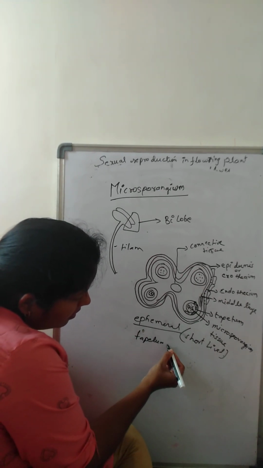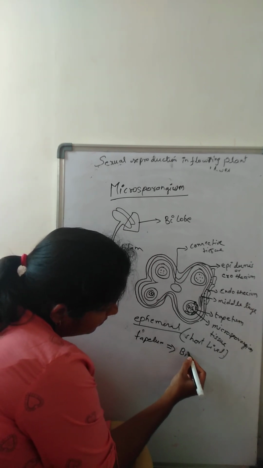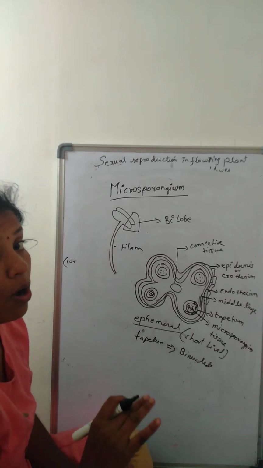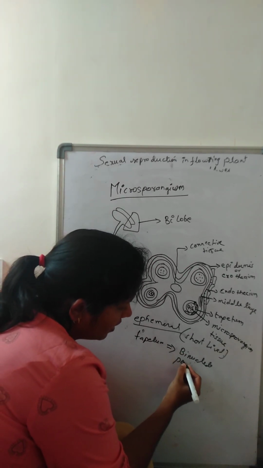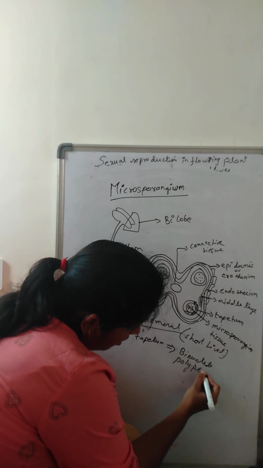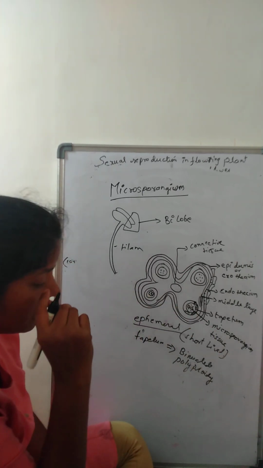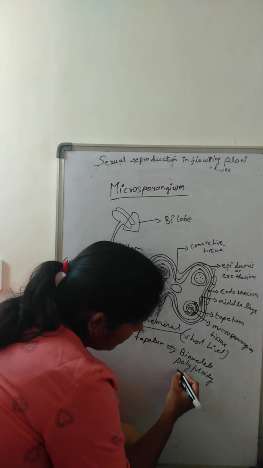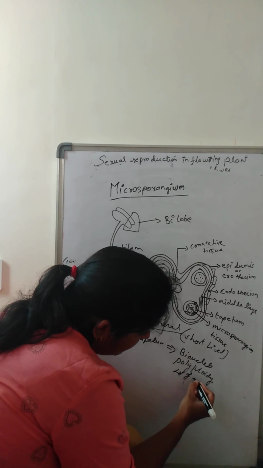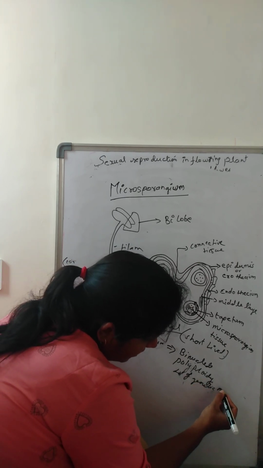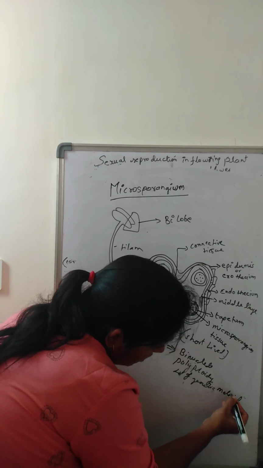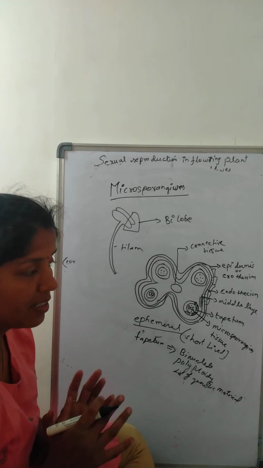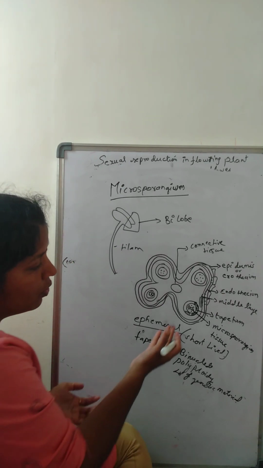Tapetum. It is binucleated. It is polyploid. And this tapetum, you know, has a lot of genetic material. You know what it will do? This tapetum will first take care of itself and also the growing pollen.